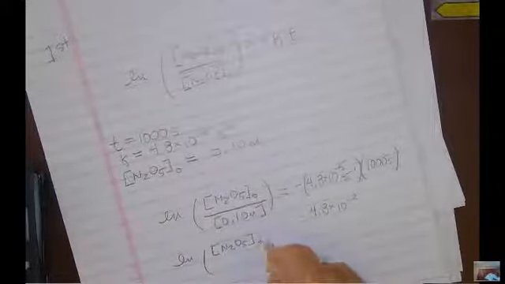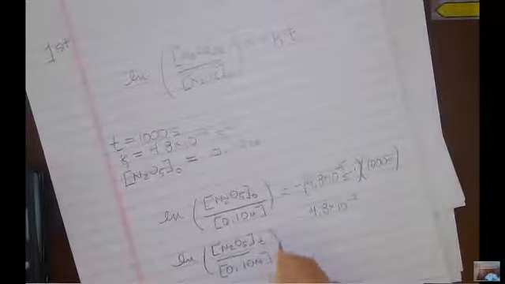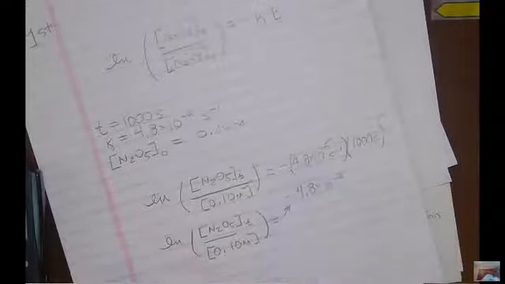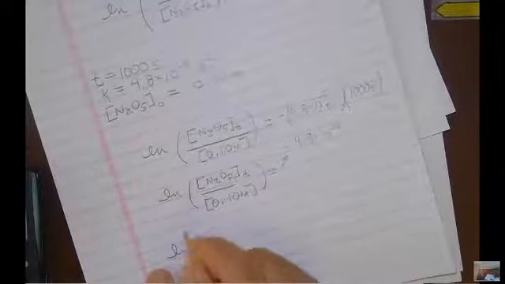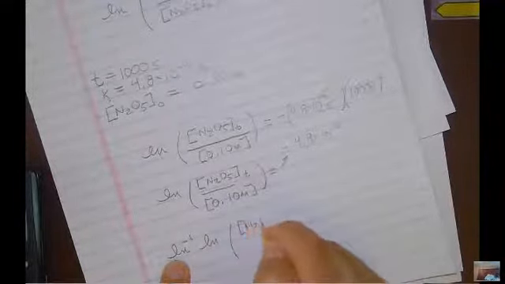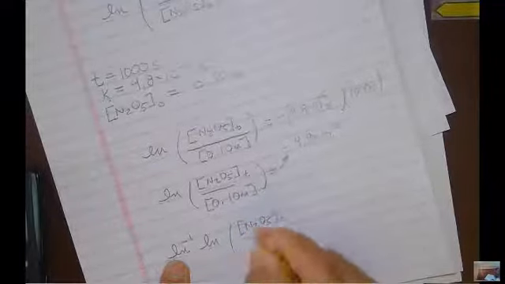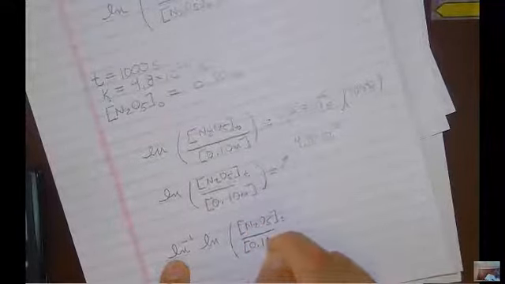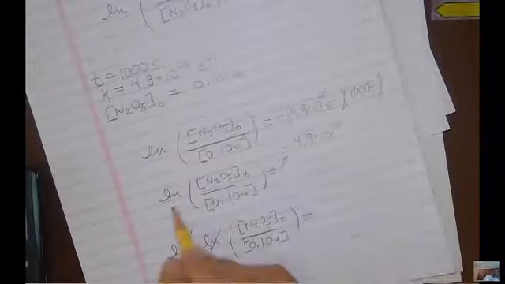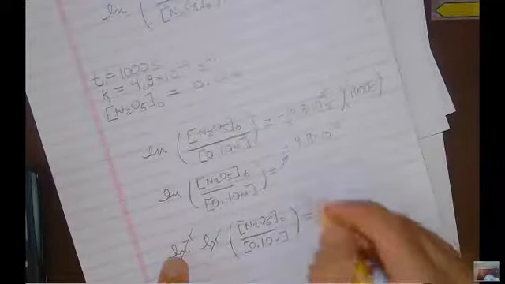N2O5 at time t over 0.1 molar is equal to that, okay? The way to get rid of the ln is to take the inverse log of both sides, which is e. So the anti-natural log of the log will cancel out. You'll see that in a second. So these are going to cancel out. And whatever I do to the left-hand side, I have to do to the right-hand side.